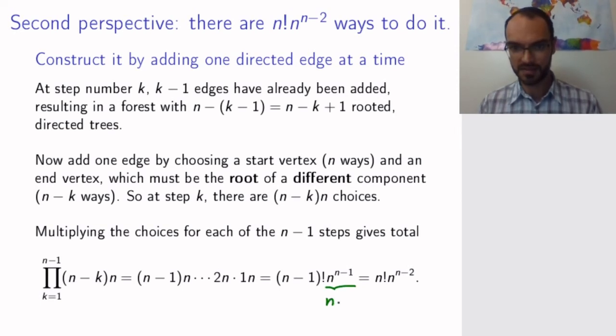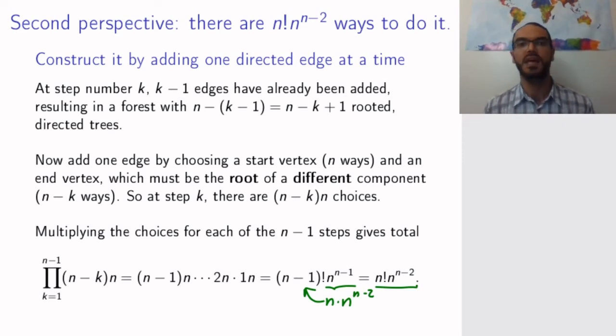So this is n times n to the power n minus 2. And I bake this n into the factorial and get n factorial times n to the power n minus 2. This was a complicated way of counting how many trees I have, but still it's a way of counting these trees. Don't worry if you did not accept or follow all these steps. That's not the important thing. The important thing is that now I have shown you 2 ways to count the number of ways to construct such things.